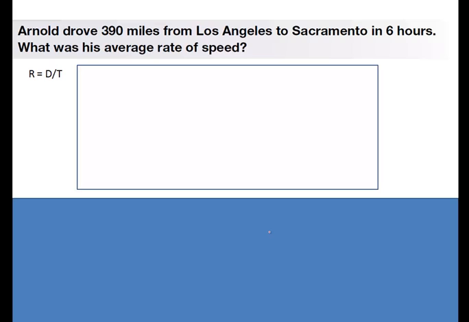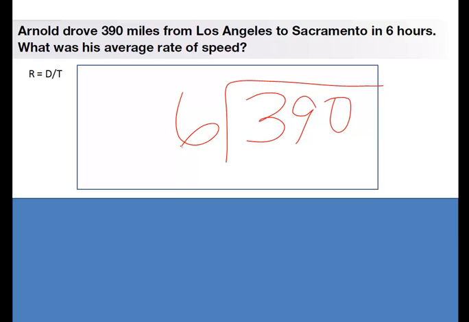Arnold drove 390 miles from Los Angeles to Sacramento in 6 hours. So what was his average rate of speed? Using the formula, rate equals distance divided by time, see if you can come up with an answer. I'll work it for you and you can see if you got it right. So he's going to travel 390 miles, and I know he's going to do that in 6 hours, so I can divide by 6. 6 goes into 39 6 times. That's 36. Balance of 3, carry that down. 6 goes into 30 5 times. So I know that Arnold is traveling 65 miles per hour.